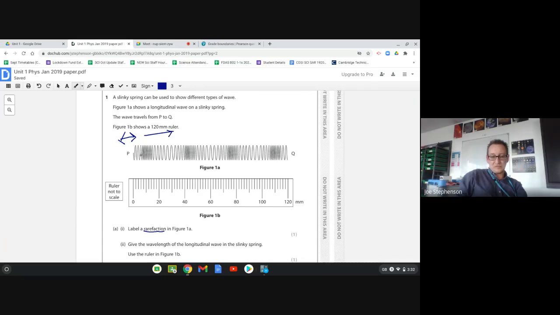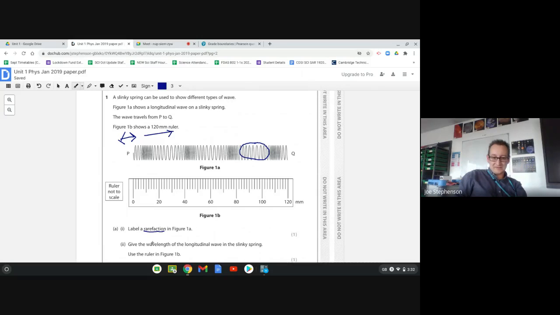So the way we can see this spring set up is that we can see these regions here that are compressed, and these are what we call compressions, and then we can see these spaced out regions, and these here are your rarefactions. So just put a small circle for that. We'll cover that particular question perfectly well.